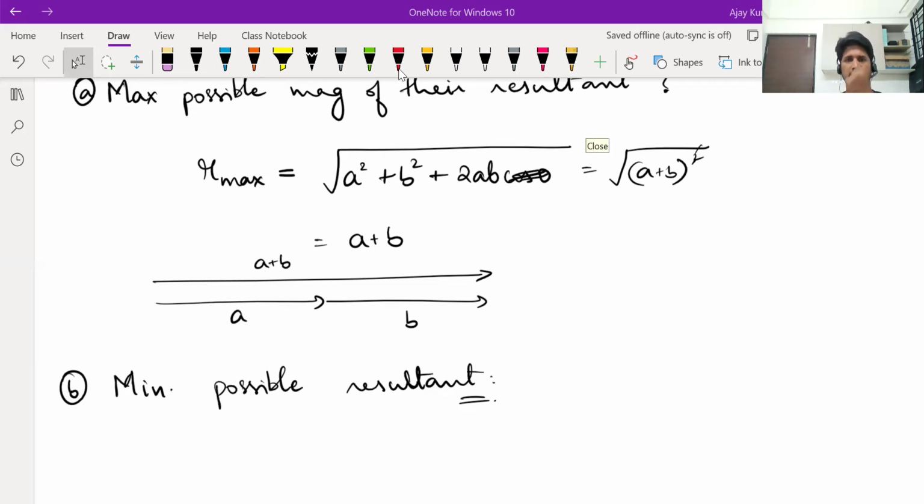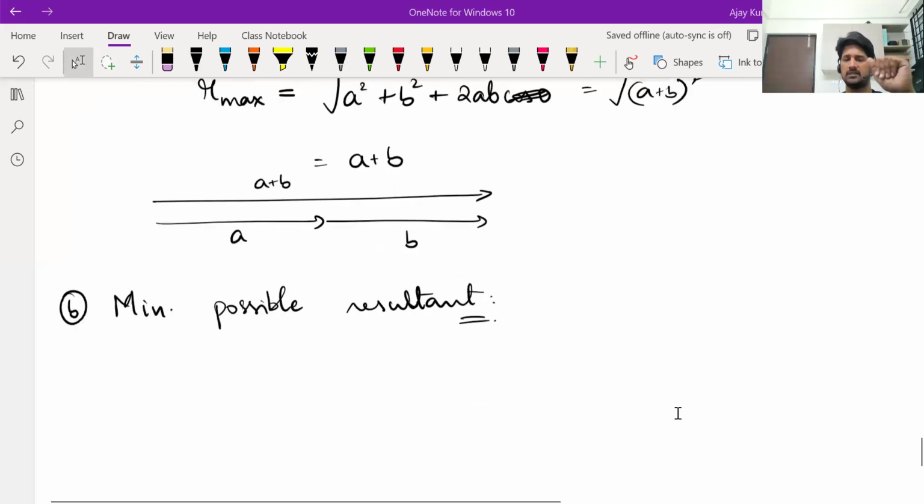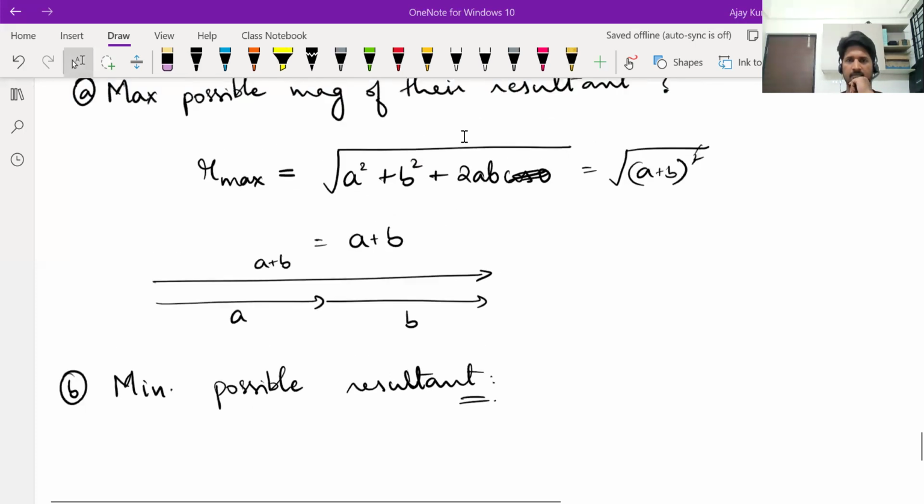In the opposite direction, sir. In opposite direction. So indirectly here the angle is given as 180 degrees. Okay, when two vectors are opposite, the angle is 180 degrees between them. Then tell me, what is the minimum possible resultant of two vectors? A minus B, sir. It will be A minus B.